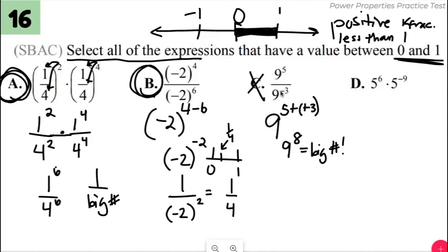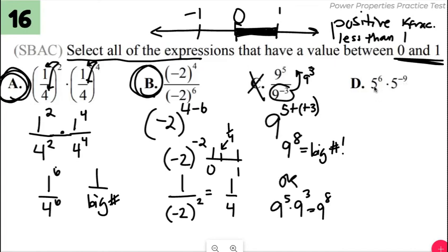Now, another way you could have handled that, if you like dealing with the negative exponents, I could have taken and moved 9 to the positive third to the top, and I would have had 9 to the 5th times 9 to the 3rd. That equals 9 to the 8th, which is what I had before, which is still a really big number, and it's not one of my answers.